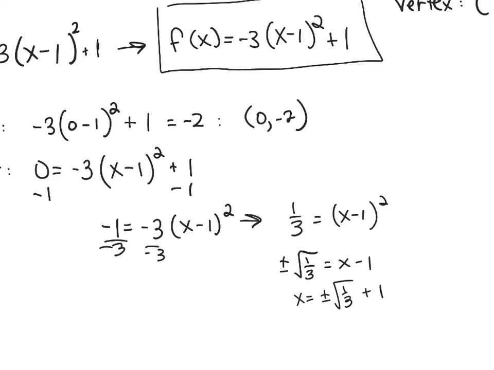Now the square root of 1/3 is right around 0.6, so this is plus or minus 0.6 plus 1. So I'm going to say approximately. So 0.6 plus 1 is 1.6. Negative 0.6 plus 1 is 0.4. So those will be our two x-intercepts.